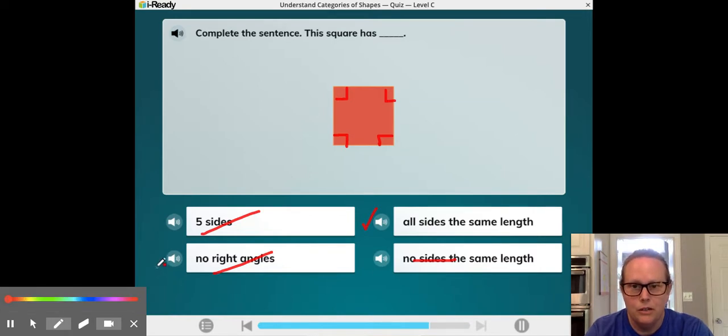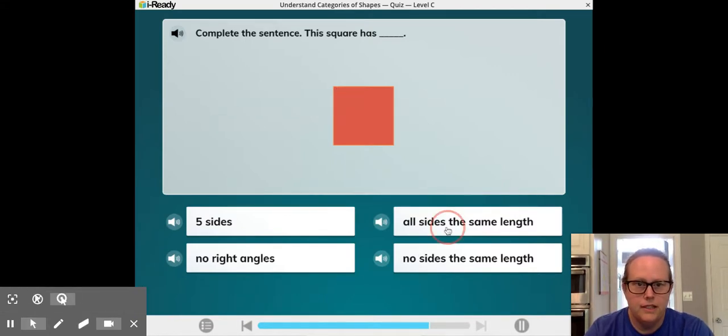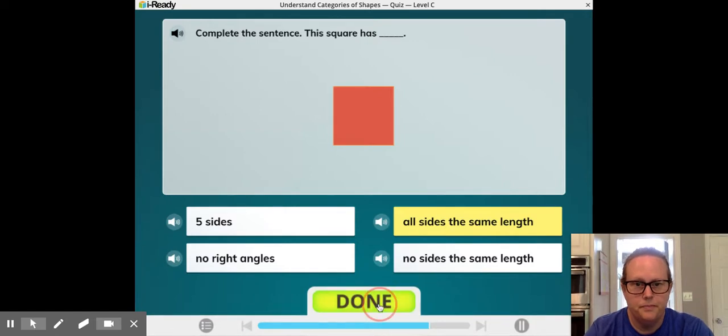So I'm going to go ahead and erase my other marks before I make my choice. But notice how I thought about each one of those options before I make my final selection. All right, all sides are the same length.